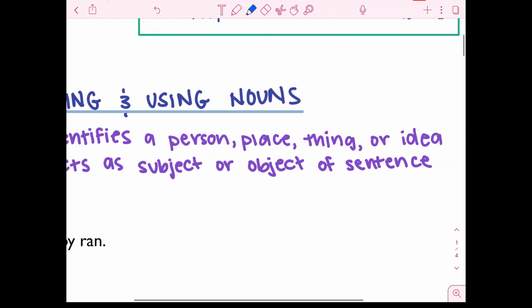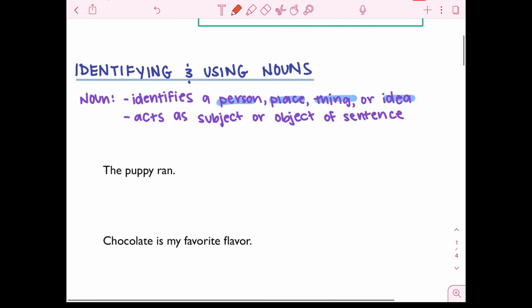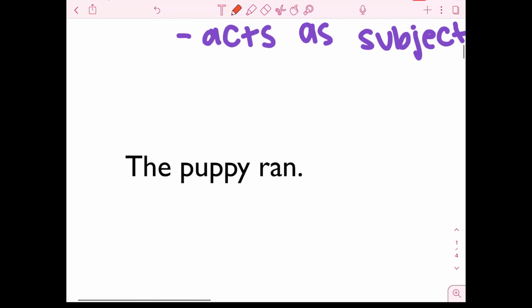So I laid out a couple of sentences and we will be labeling the noun that is in the sentence. So the puppy ran. First of all, when you see the sentence, I want you to think of which word mostly indicates person, place, thing, or idea. Remember, thing can be either food or an animal. It can be relatively anything that isn't a person, place, or idea.